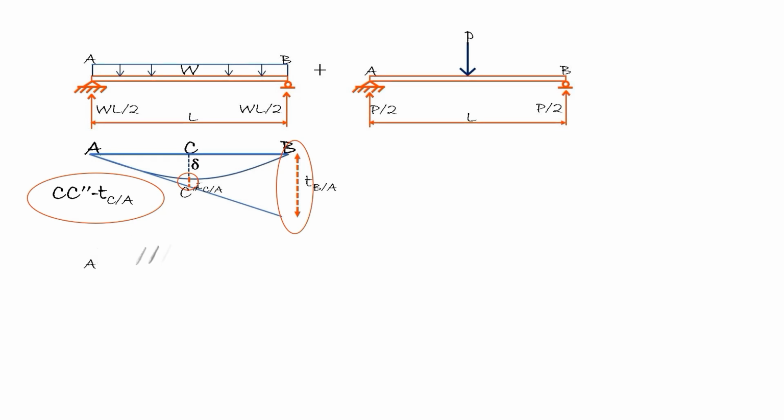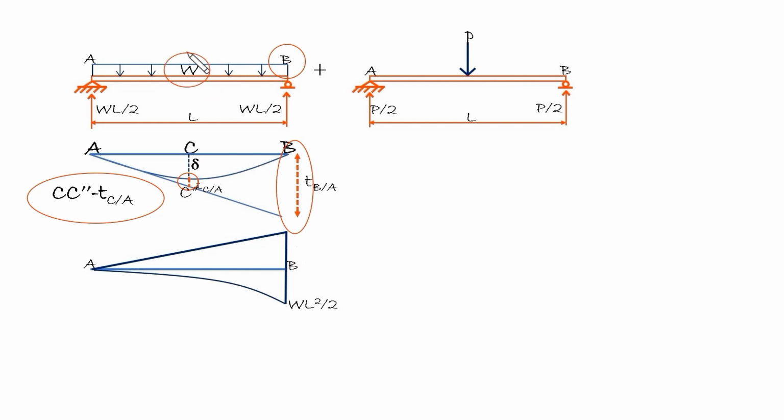Now based on the figures that we have right here, we can now draw our area moment diagram so we can finally get the deflection value. If we take the moment at point B considering this uniform load w, we have w times length L times the moment arm L over 2, which is equal to wL squared over 2. So we write here wL squared over 2.